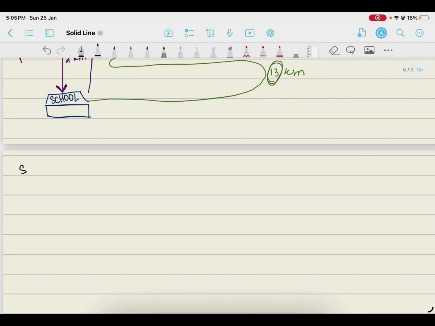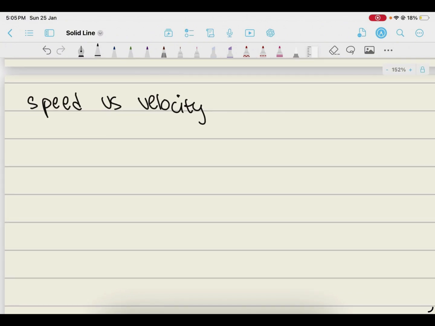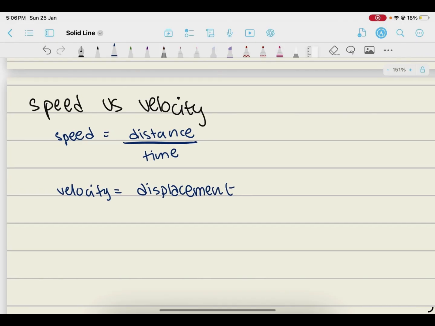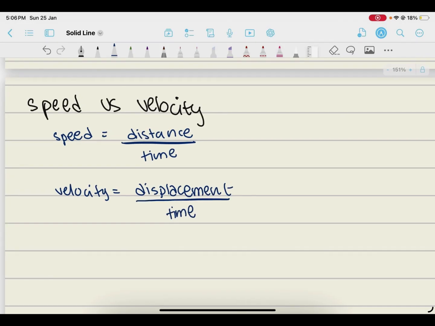Next, we have speed versus velocity. Speed is measure of distance traveled by an object per unit time. So speed is distance over time. But velocity is the measure of displacement traveled by an object per unit time. Okay? And speed has only magnitude. Velocity will have both magnitude and direction.